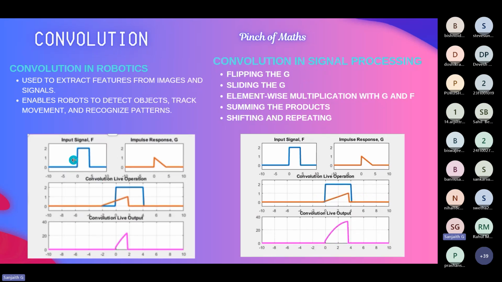For that, first assume that we have two signals: an input signal F, and an impulse response, called G. The first thing you should do is flip this impulse response signal, G. After flipping, we move this impulse response to minus infinity. Then we do element wise multiplication at every part as we slide from minus infinity to plus infinity.